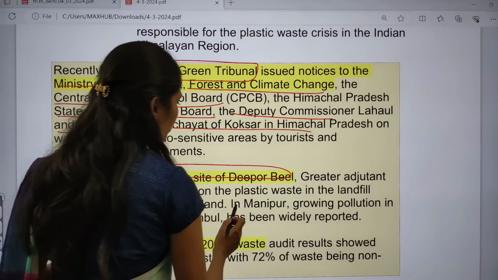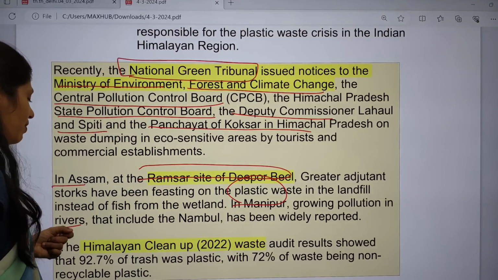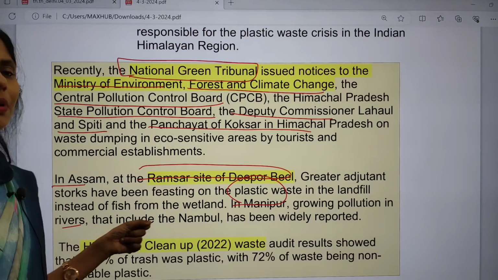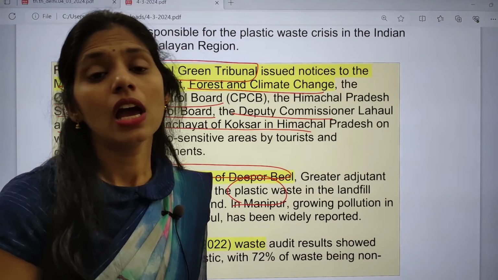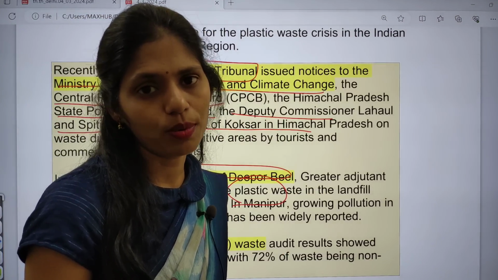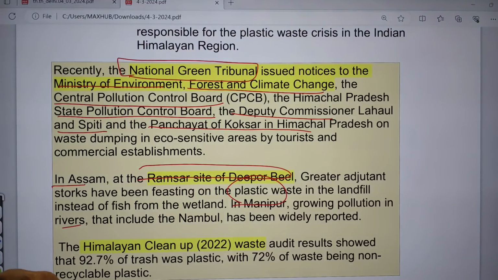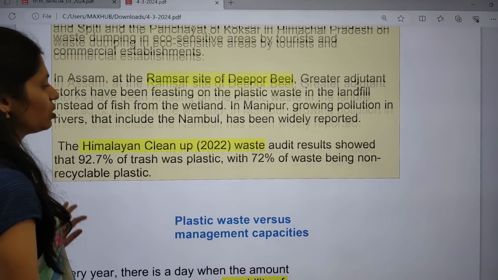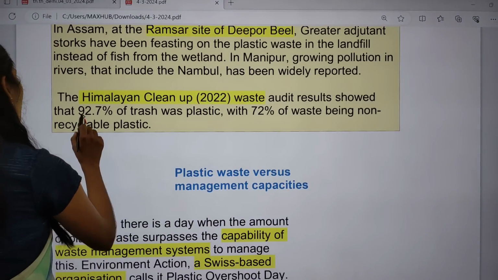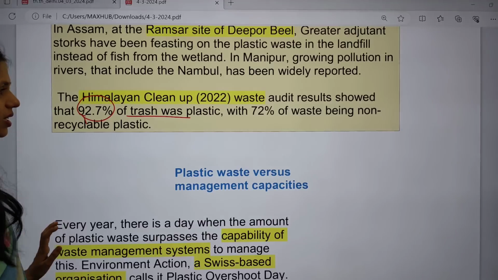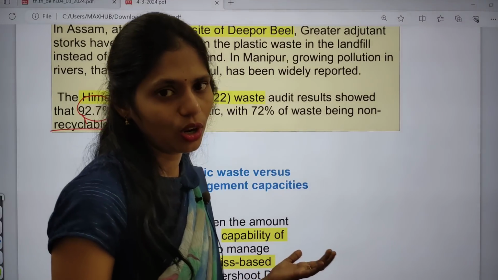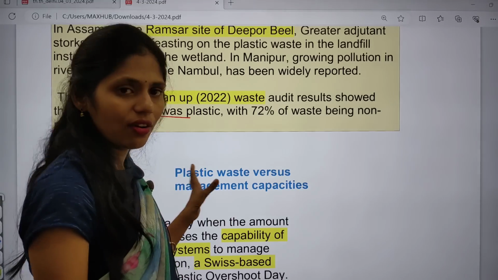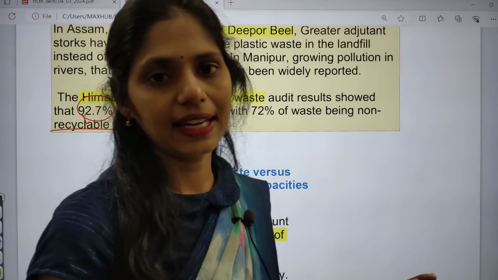Even in Manipur there is growing pollution in rivers, for example the Nambul, which has been widely reported. In any state you can take, not only the Himalayan states but any other state, we have this problem of pollution caused by plastic. And even the Himalayan Cleanup waste audit said that 92.7% of trash was plastic and about 72% of the waste was non-recyclable plastic. So in plastic also we have recyclable and non-recyclable. About 72% of the plastic we have, we can't go for recycling.